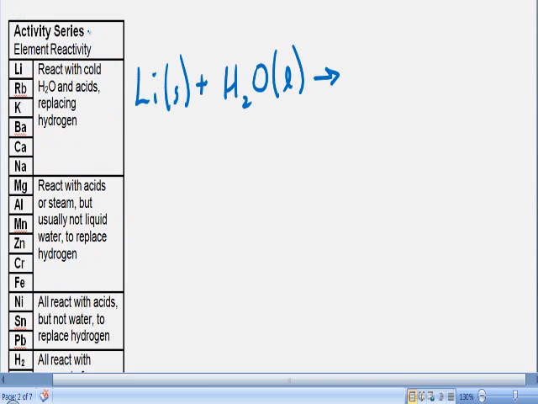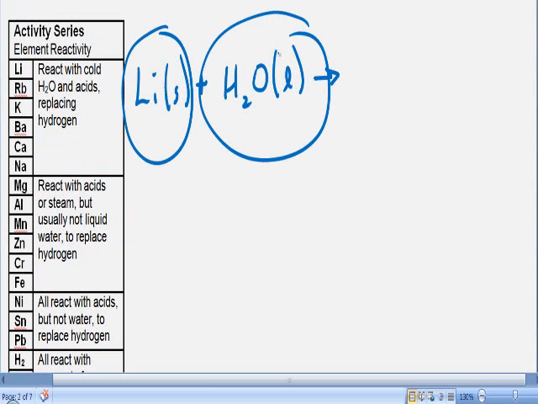This will be our reaction. We have an element, lithium, reacting with a compound, water. So this would be an example of a single replacement reaction. When we look at our activity series, we see lithium is very high in the activity series, and that's our element. And it says that these elements react with cold water and acids to replace hydrogen from the compound.